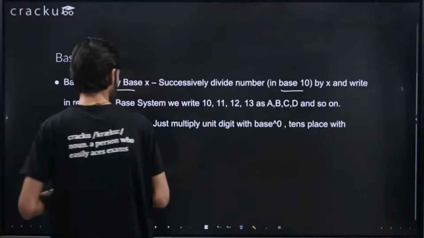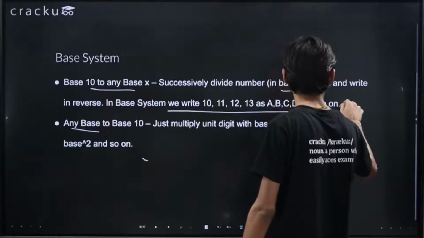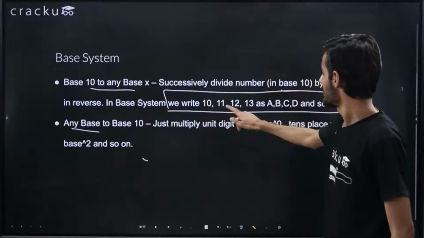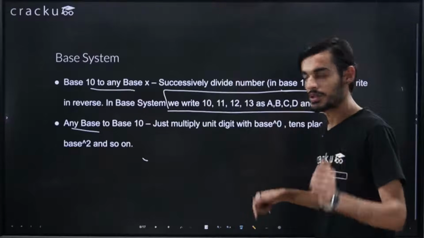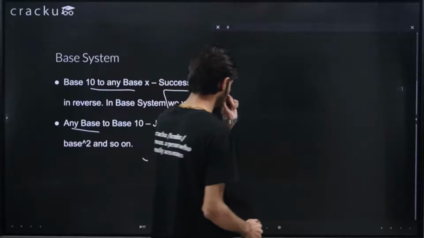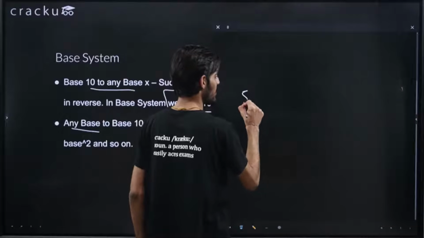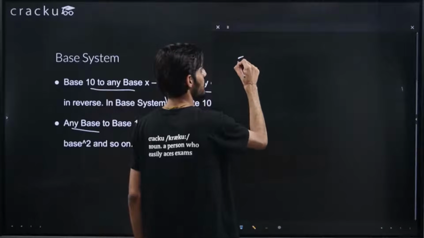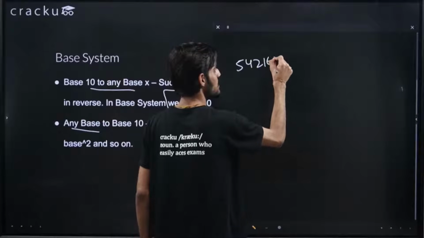So this was about the base system. There's one more thing. If we are representing any base larger than 10, we can represent 10 as A, 11 as B, 12 as C, 13 as D, and so on. Let's take an example to understand this also. Let's take a larger number now, 54216.